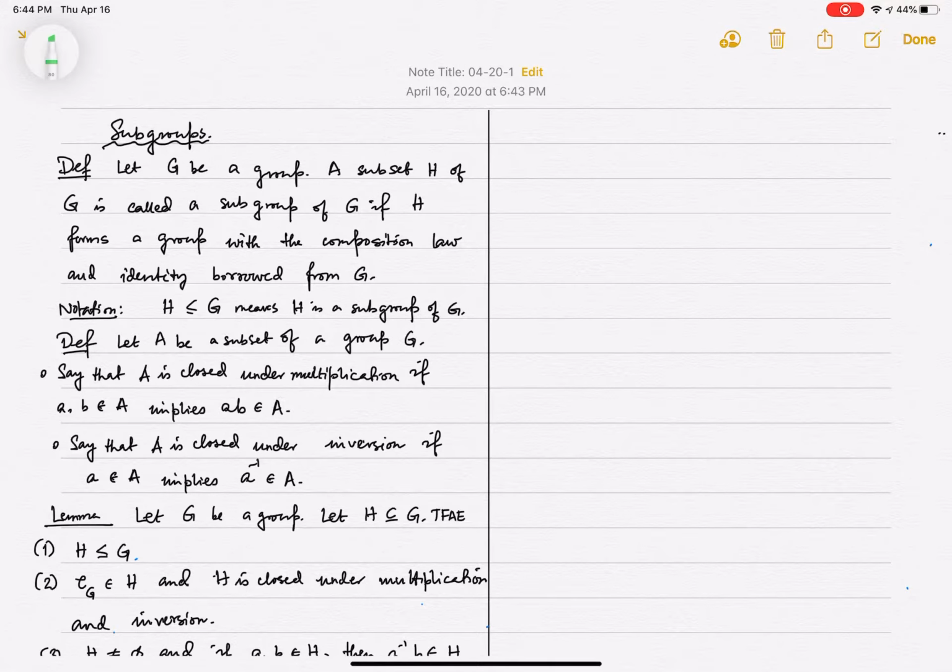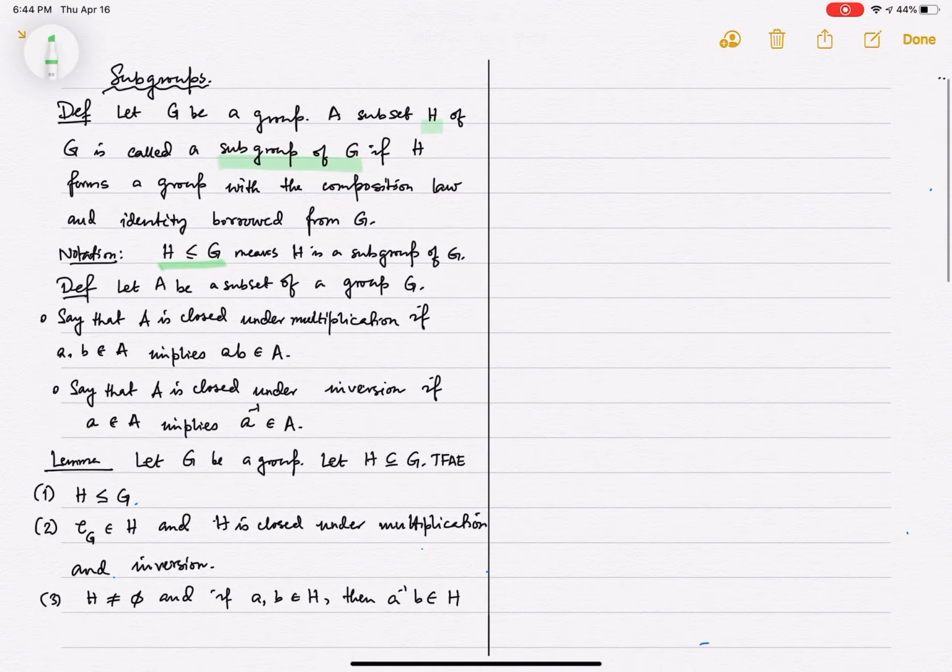We are talking about subgroups of a group. If G is a group, a subset H of G is called a subgroup of G if H forms a group in its own right with the group law and the identity element borrowed from the group G. And we use this notation H less than or equal to G. We gave some examples. Let me introduce a couple more words.